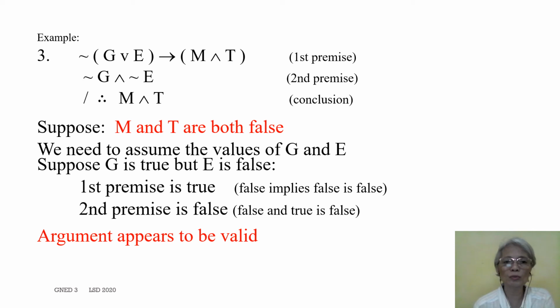If G is true and E is false, this is true. But we want the negation, so it is false. So false implies false. Remember, this is always false. We have assigned that earlier. So false implies false is true.